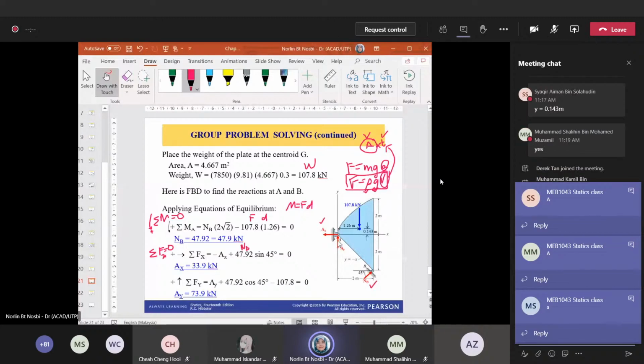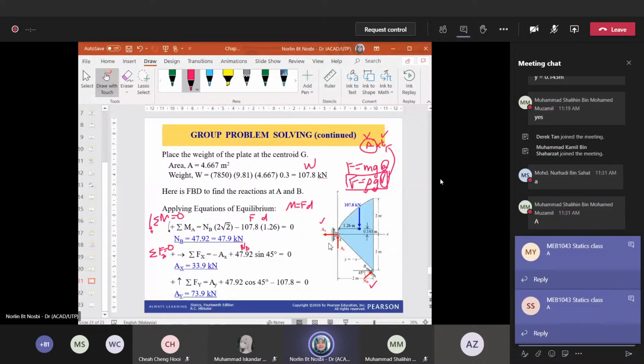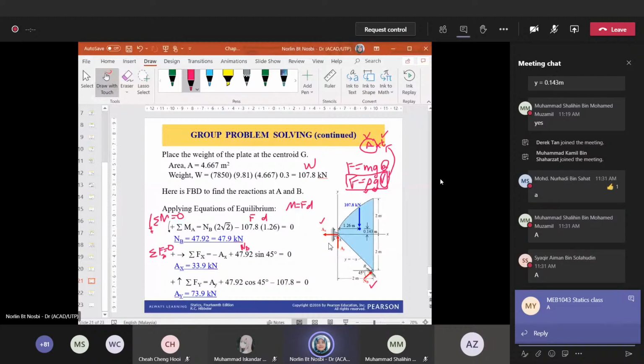Because at A, there are too many unknown forces, so you want to reduce them. So it is better to choose A, because the only unknown is NB, so that you can find NB. So you have to choose A. So the summation of moment at point A is equal to 0.